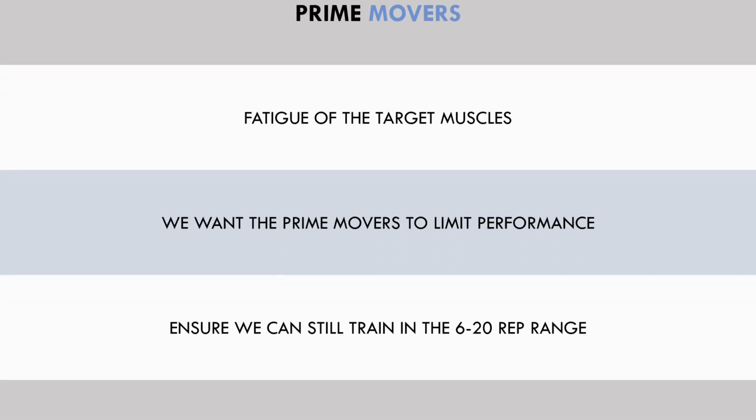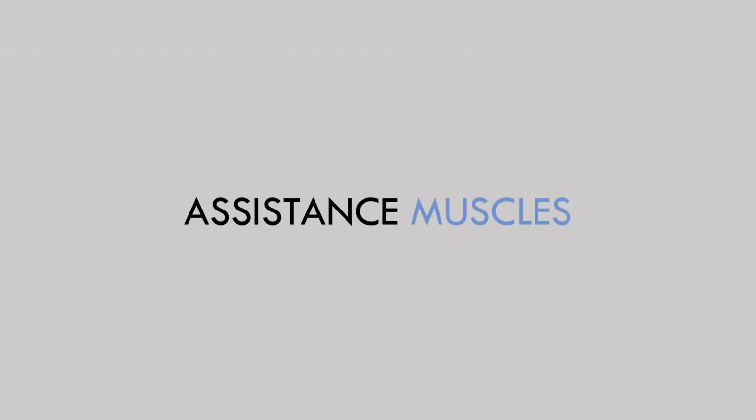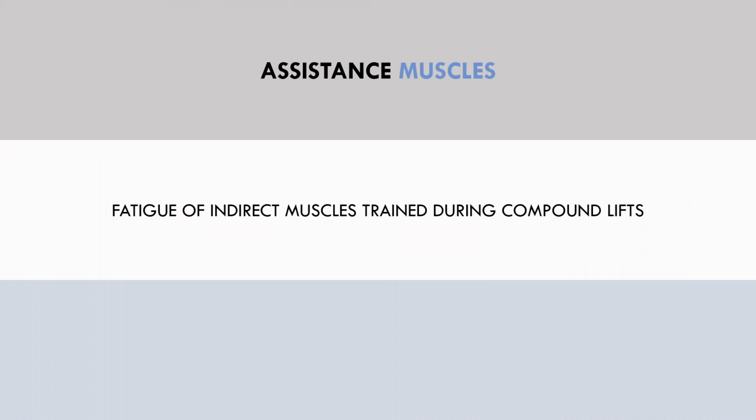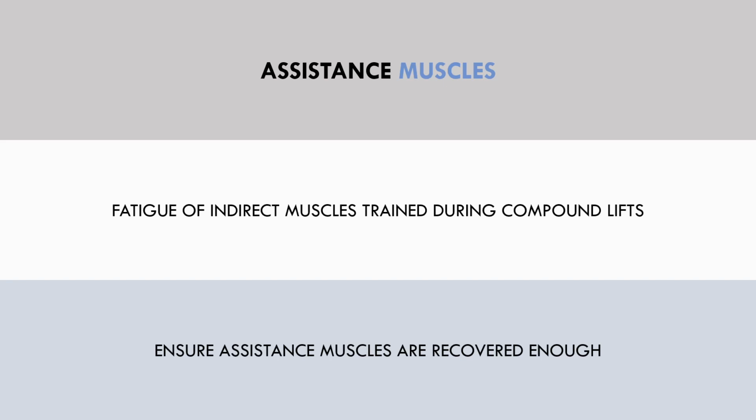The other form of local fatigue that can occur is the assistance muscles for the compound lifts. For example, the forearms and biceps may be fatigued and limit performance of rowing exercises. This will mean that the arms fail before the back and the back doesn't get the maximal hypertrophy stimulus. We can get around this to some extent by using straps and other equipment, but we still want to ensure that our assistance muscles are also recovered enough to ensure that they don't limit performance.